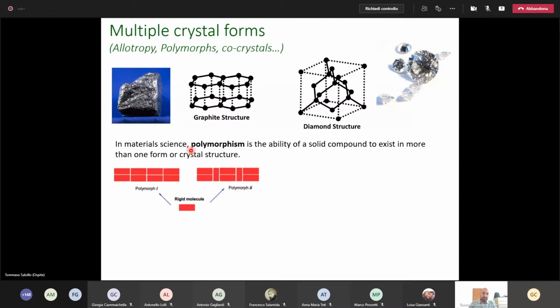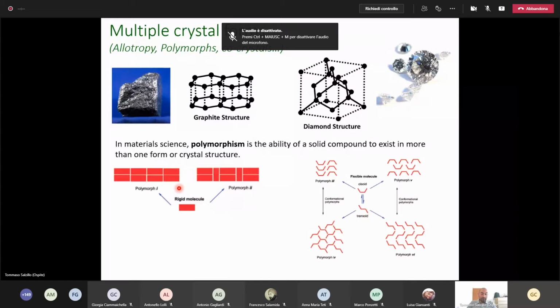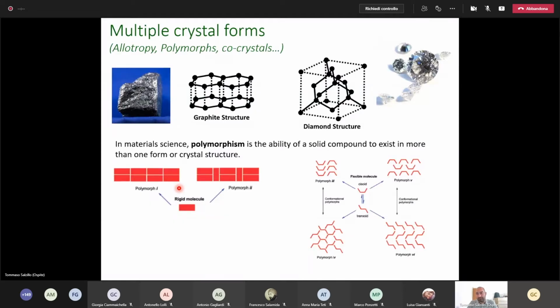Here I'm reporting an example considering a rigid organic molecule. If we consider the rigid organic molecule as a brick, we can make a wall organizing the bricks in a different way, and this is how the molecule can pack in the solid state, giving two different polymorphs, polymorph 1 and polymorph 2. Of course, when the molecule is not rigid, the situation is a bit more complicated, and the ways that the molecule can pack in the solid state can be, let's say, endless.